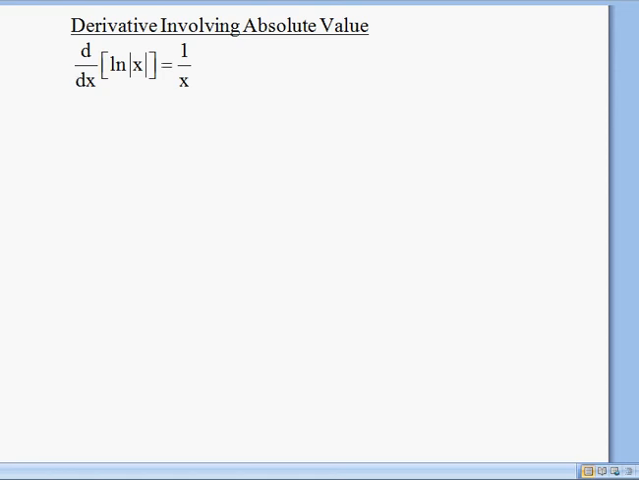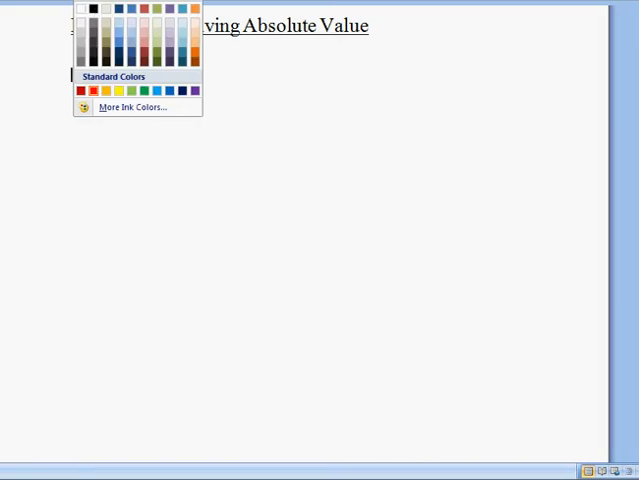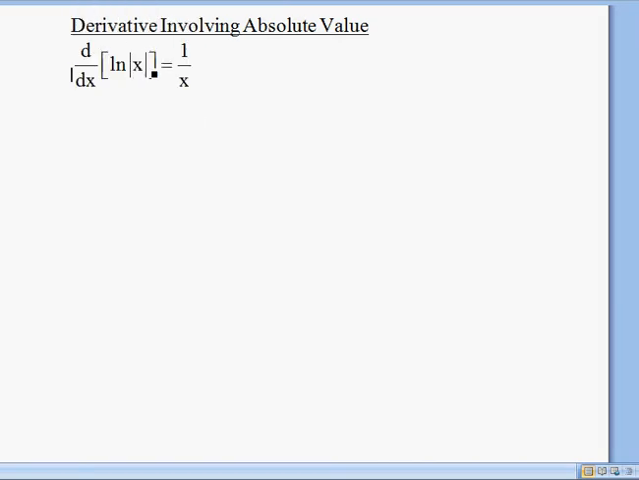Okay, we'll look at the derivative of the natural log of the absolute value of x. In this case, we have the absolute value, which applies for positive and negative values. Let's take a look at the graph of the natural log of x and the natural log of the absolute value of x, and just notice that natural log is only defined for positive values, and natural log of absolute value applies for positive and negative values.